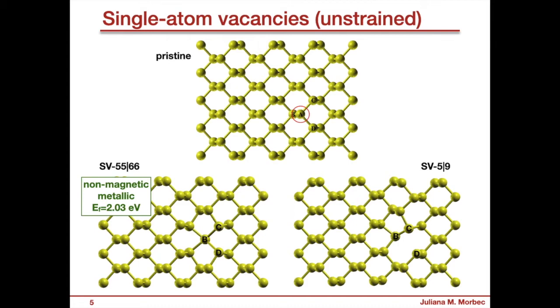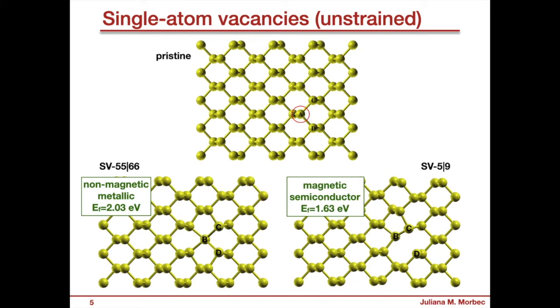And then at the end you have an asymmetric configuration, what you call 5-9, because you have a formation of a pentagon and one part here with nine bonds. This asymmetric configuration is magnetic, it's semiconductor, and has a lower formation energy. So if you are creating a vacancy in monolayer phosphorene, you are expecting that the SV59 configuration will be the most favorable one. And it is a good thing because you have a magnetic configuration here.